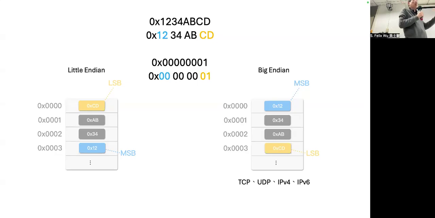If you want to use network protocols such as TCP, UDP, IP, whatever, you're going to follow big endian. But for little endian, it depends. IBM computers used to be all big endian, just like the network byte order. But the Intel architecture, if you're using any kind of Intel architecture, including my computer, is actually little endian.